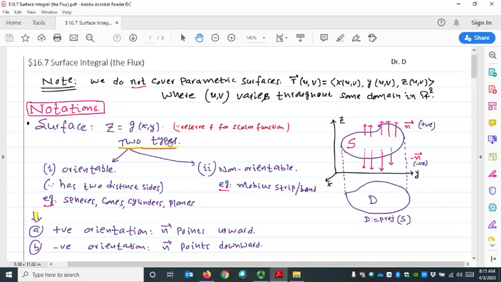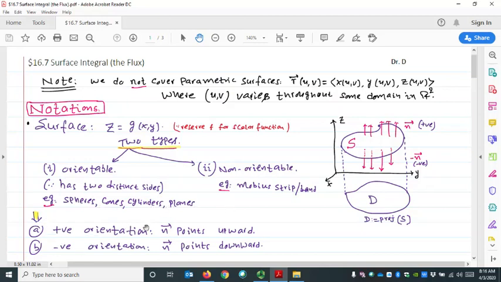There are two types of surface. One, orientable, which has two distinct sides. Another one is non-orientable. The example for a non-orientable surface is the Mobius strip, or band, which has only one side. Now let's go to the orientable side. The examples are spheres, cones, cylinders, planes, etc.